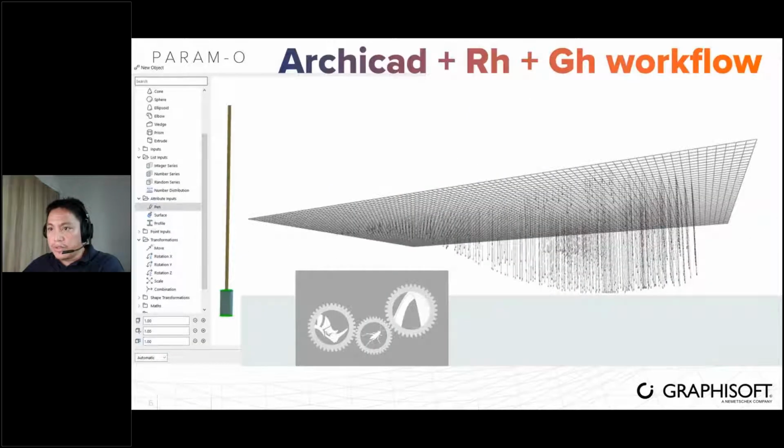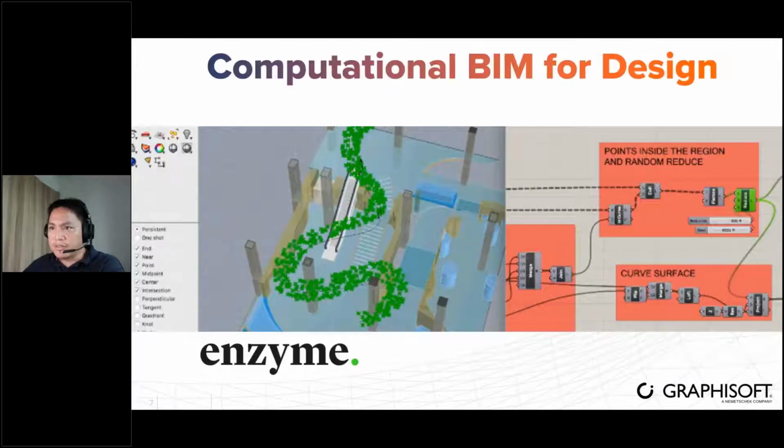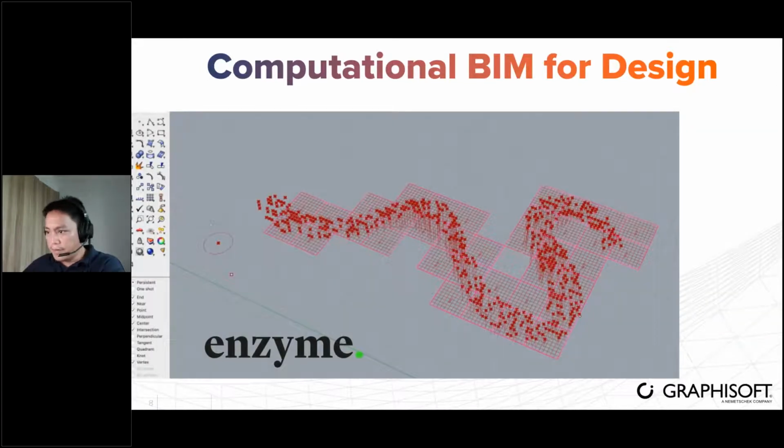Okay, so during the exercise, we created a simple object in Param-O, which is the LED light object. Then I passed this object to Jorge from Enzyme for his project. He used this object to do his magic in an ArchiCAD Rhino Grasshopper workflow. I have some screenshots from Jorge's previous presentation. They used this Param-O object to create this kind of automation.